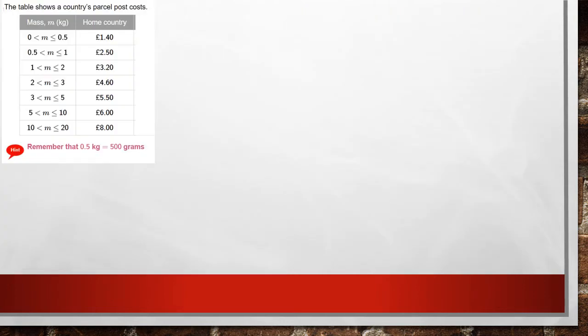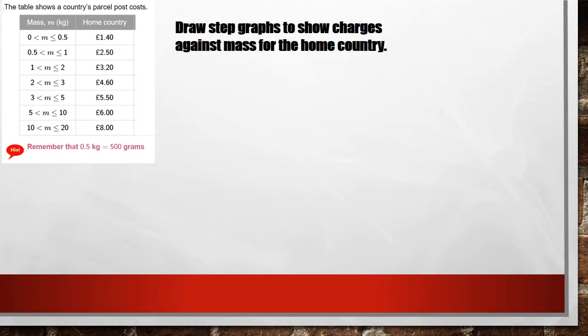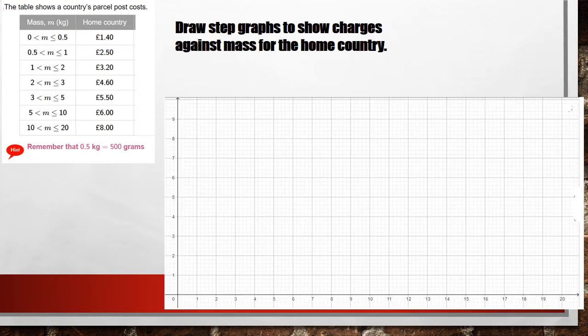The next example. I have this table. It's representing the mass in kilograms and the cost of a parcel post in the same country, in a home country. And the question is to draw a step graph to show charges against mass for the home country. I have to show the x-axis and y-axis. The x-axis is maximum till 20. The cost is maximum till 8 pounds.